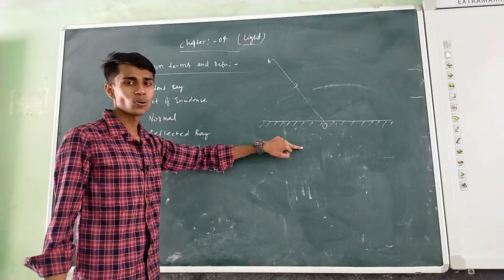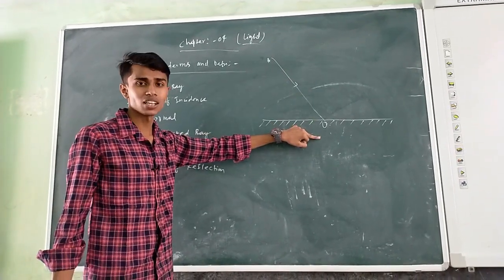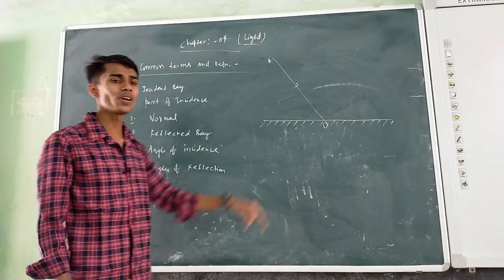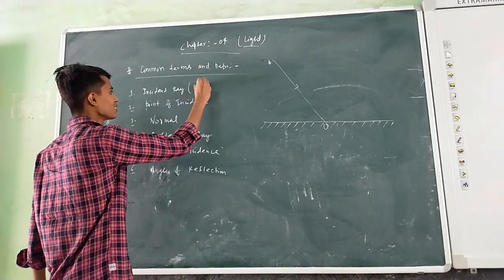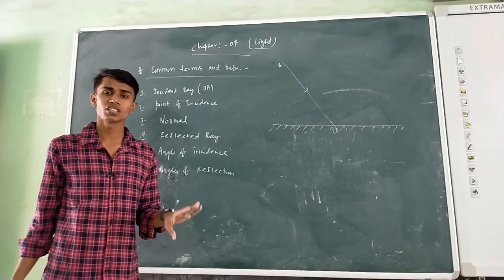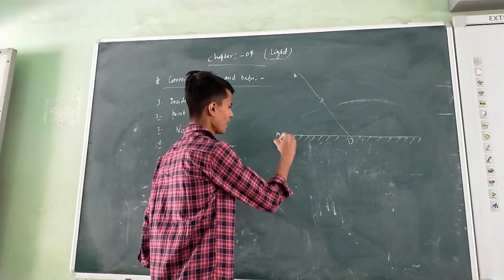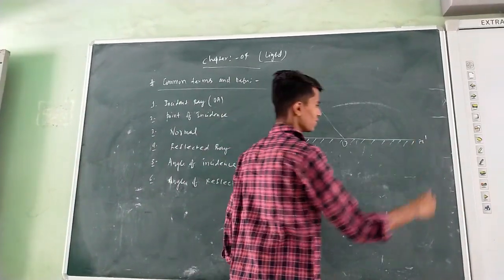AO is incident ray. Why is AO incident ray? Because from source of light, OA is falling on the surface. It is incident on the surface. AO will be incident ray. How could you define incident ray? What is the meaning of incident ray? The light ray which falls on the surface is called incident ray. Any doubt? Now suppose M dash be the whole surface.